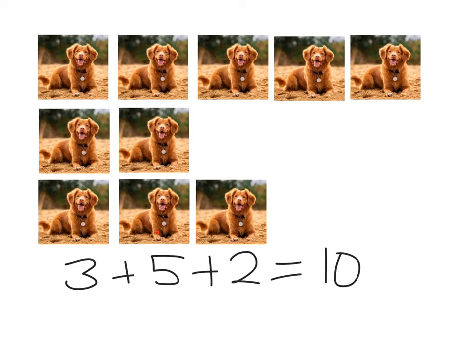Now I've changed my dogs around. Now I have 5 dogs at the top, 2 dogs in the middle row, and 3 dogs in the bottom row. You can see that I've still got the number 3, I've still got the add-in 5, and I've still got the add-in 2. And my sum, my answer, is still the same. It doesn't matter which way I add those numbers together, I'm always going to get the answer 10.